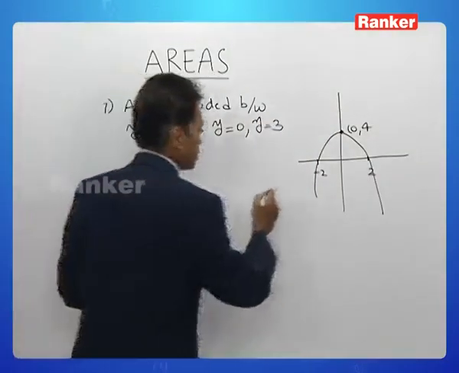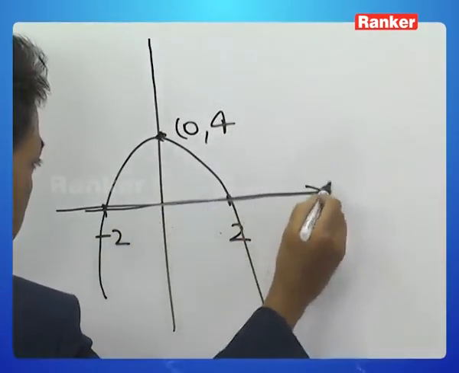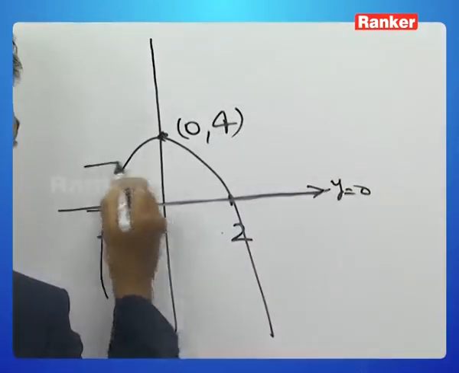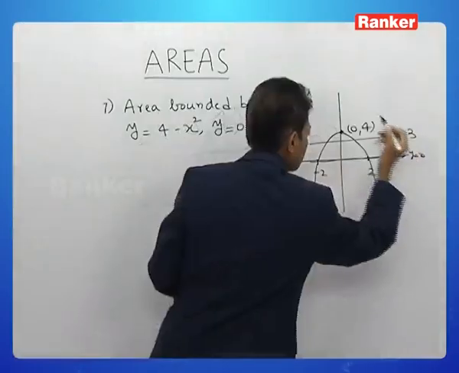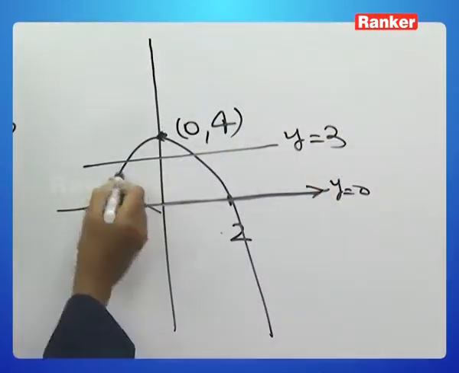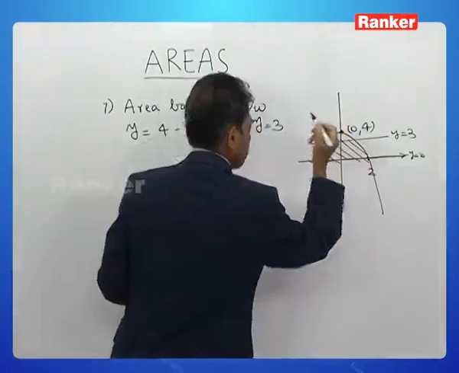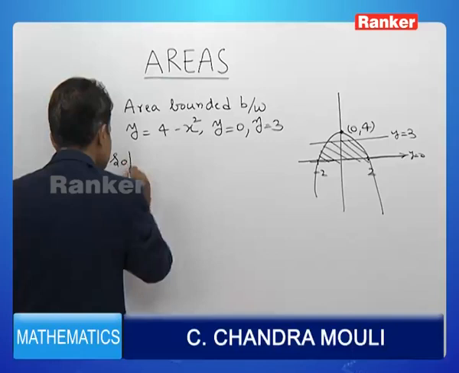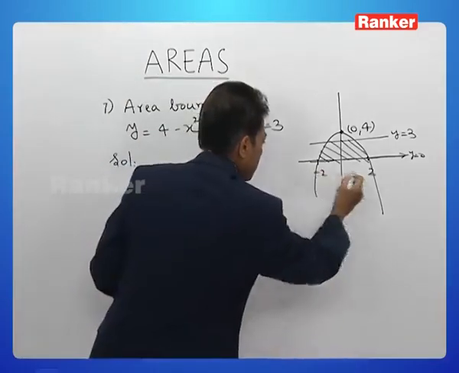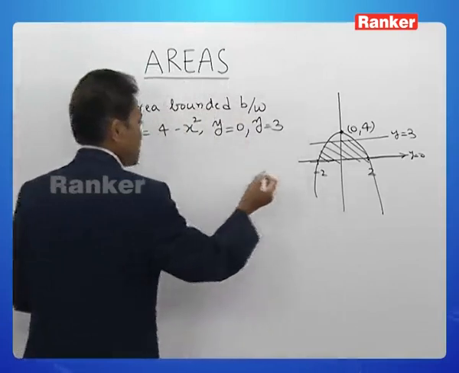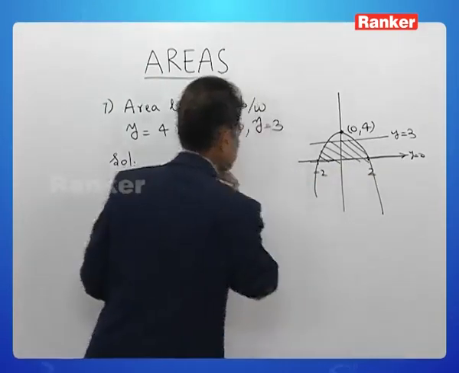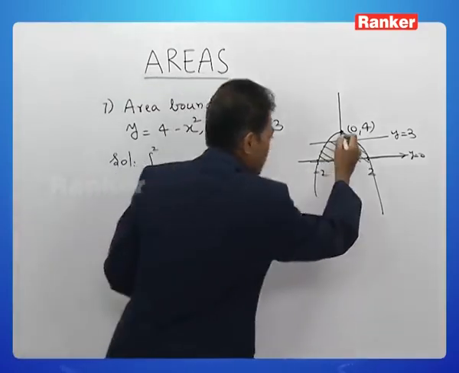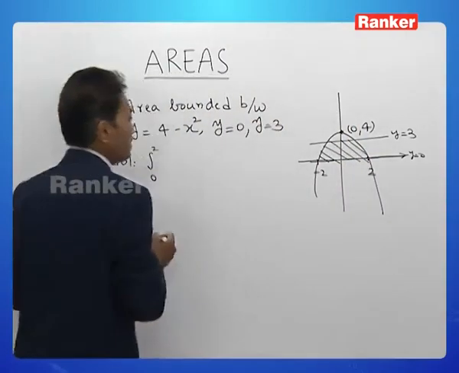Now, y is equal to 0, this is x axis, and y is equal to 3 somewhere. So, now required area, this is shaded area, this area is required. Let us find what is the area. So, first minus 2 to plus 2 or let us consider this area 0 to 2, right. This total area when you apply the parabola.